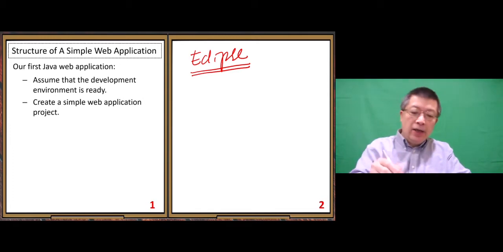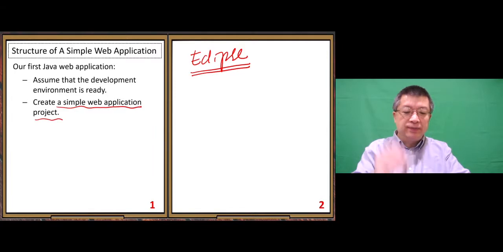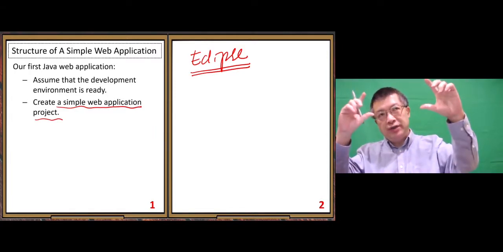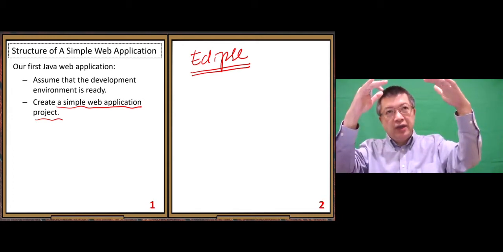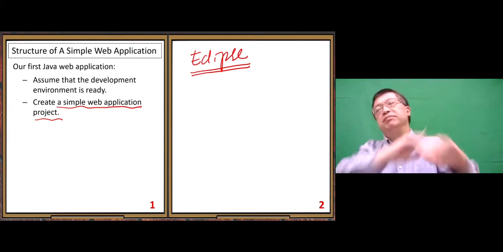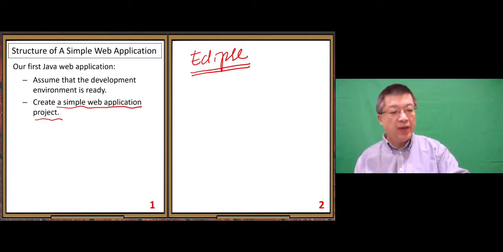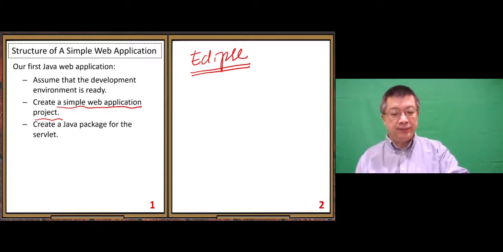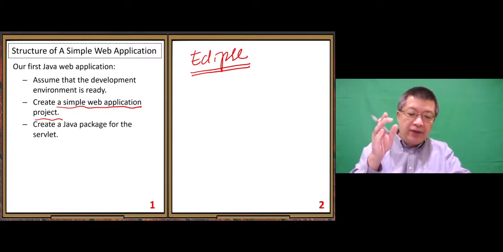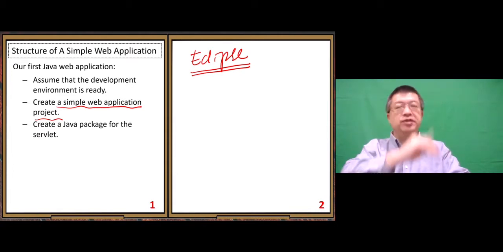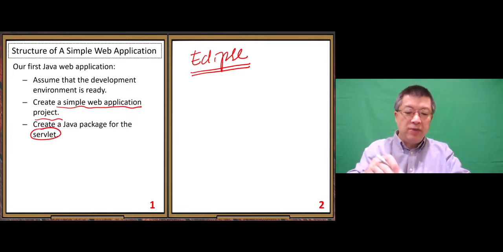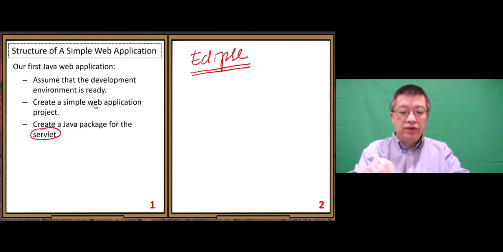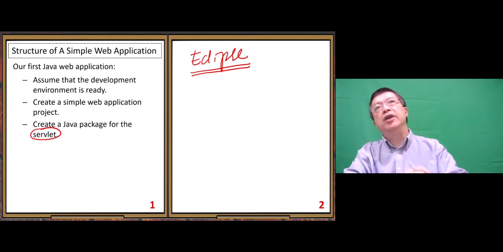We create a simple web application project. The structure will be set as in the specification, so we do not need to manually do that. After that, we need to create a Java package for the servlet. First, for the servlet, let me say a few words to describe the servlet a little bit.